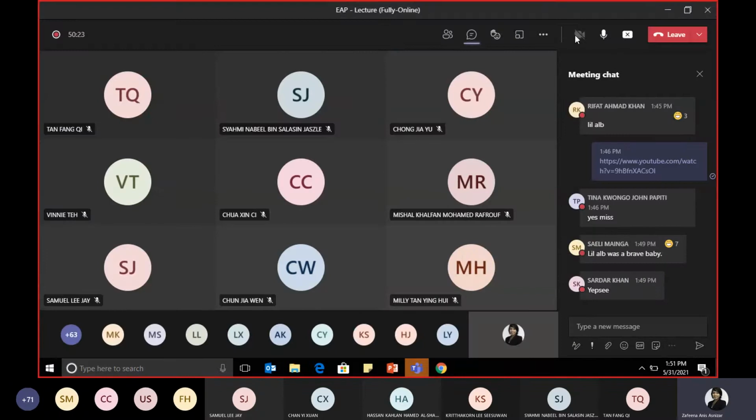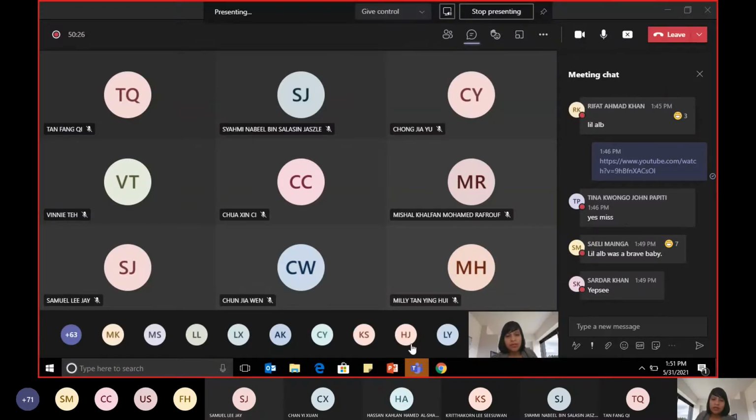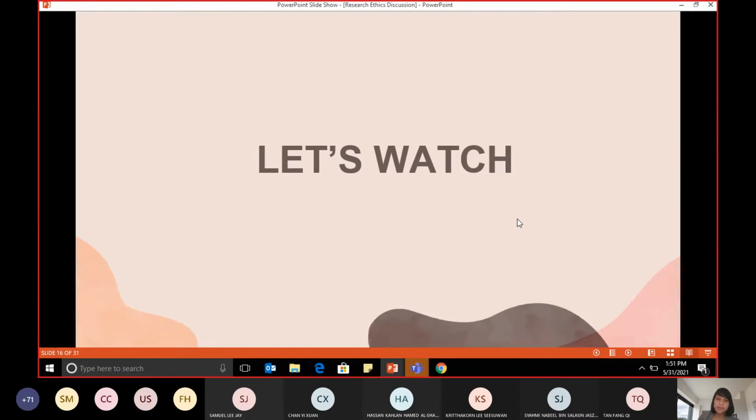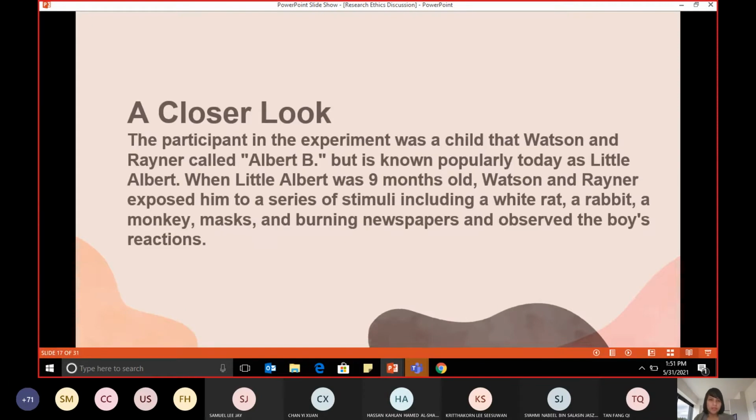Okay, right. That is about the little Albert experiment. So let's understand what happened to little Albert. The participant in the experiment was a child that Watson and Rayner called Albert B. So the researchers were Watson and Rayner. What they did was they randomly chose a baby, little Albert, who was 9 months old, and then they exposed him to a series of stimuli, including animals, a white rat, a rabbit, a monkey, and then mice, burning newspapers, and they wanted to observe the boy's reactions.